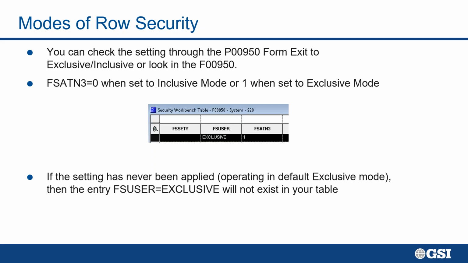Something to note is that if the setting has never been applied, so you just got it out of the box and you're operating in the default exclusive row security mode, then the entry for exclusive in the FS user column will not exist in your table. So if you're on this call because you're a new JDE user or you're upgrading and you need to know this information, that's something to keep in mind: you will not see exclusive if you've just been operating in the default exclusive mode.